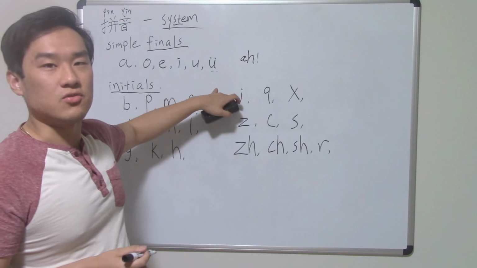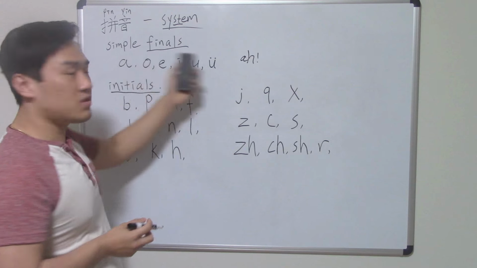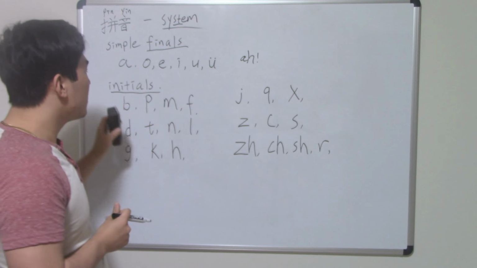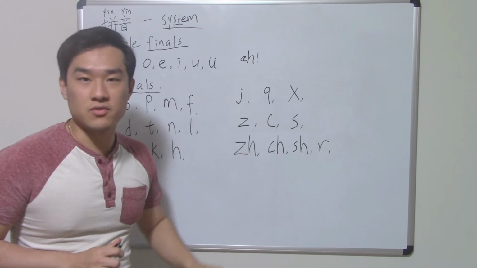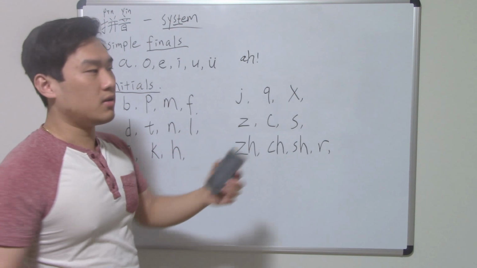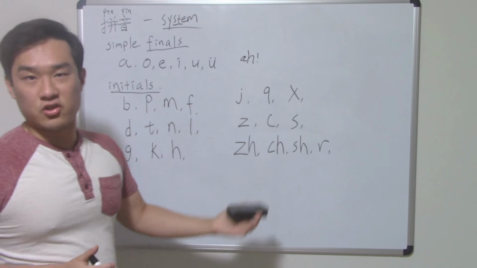Okay, so that's how you say this one right here, and that's it. That's all the simple finals there are. And then here come the initials. Once we pronounce all the initials and all the simple finals, we should be able to combine those and use that to make whatever character. You're able to pronounce the Chinese characters.